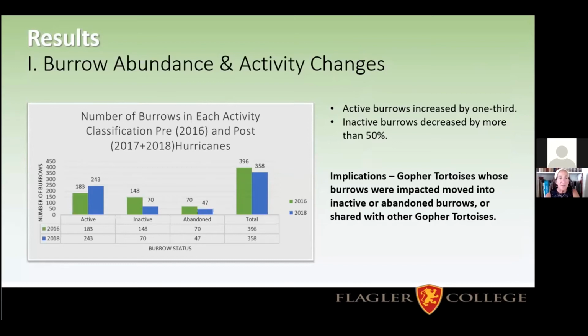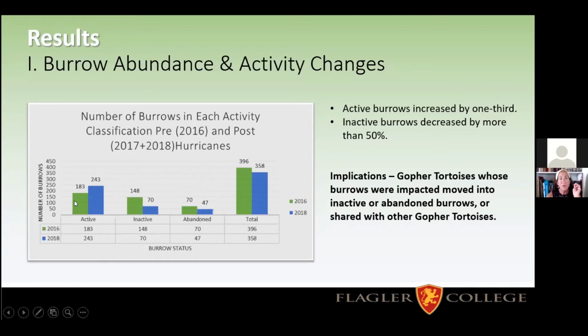I'm going to take a minute or two to go over what's on each of these slides and orient you before we talk about what the implications are. So this is the number of burrows in each of the activity classifications: active, inactive, and abandoned, before and after hurricanes. Before hurricanes is 2016 in green. After hurricanes is 2018 in blue. On the y-axis, the left-hand side is the number of burrows. You can see the actual numbers above each of the bars in the bar graphs, and then we have a summary table at the bottom here.